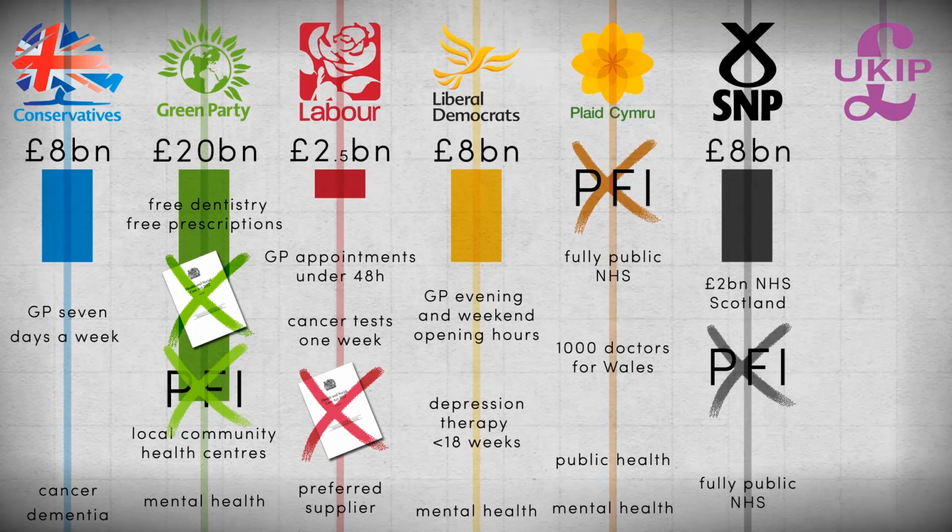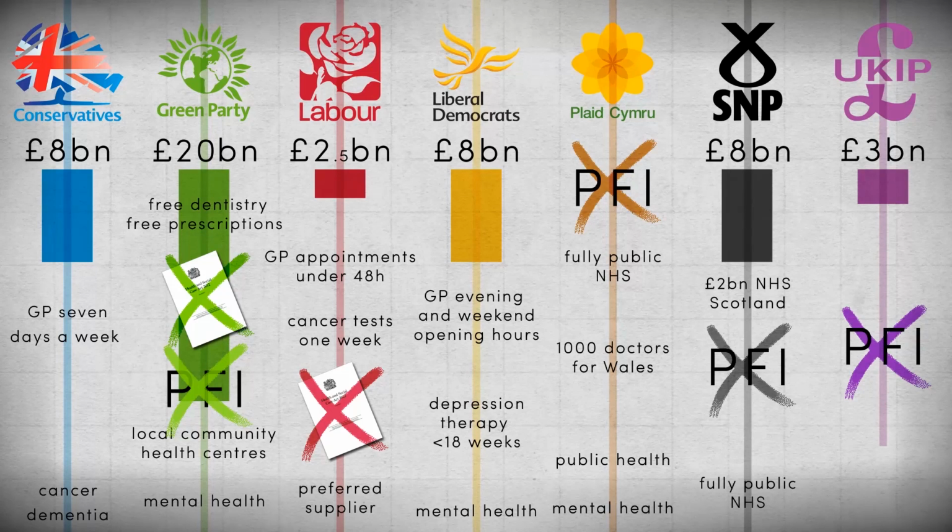The UK Independence Party plans to commit an extra £3 billion per year to the NHS and will stop further uses of PFI contracts. They will also have a focus on mental health and dementia. All parties plan to integrate healthcare and social care in order to focus on prevention and better care conditions.